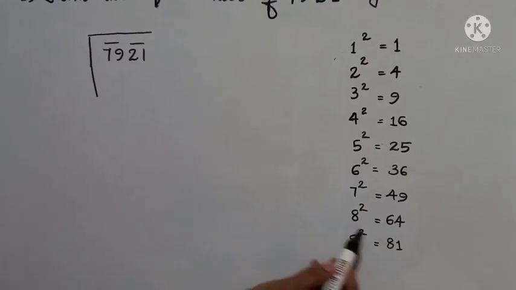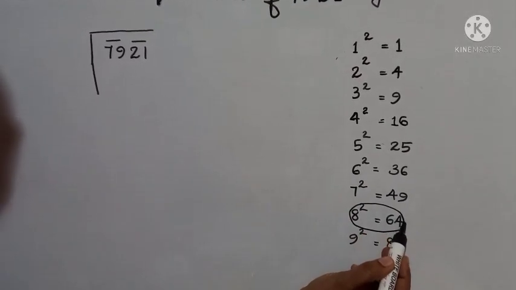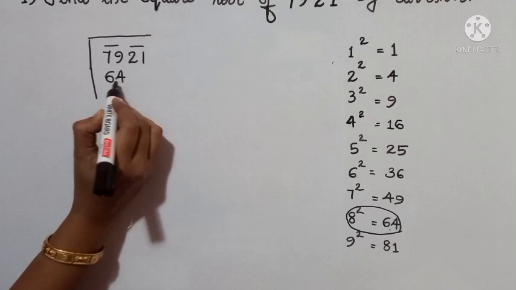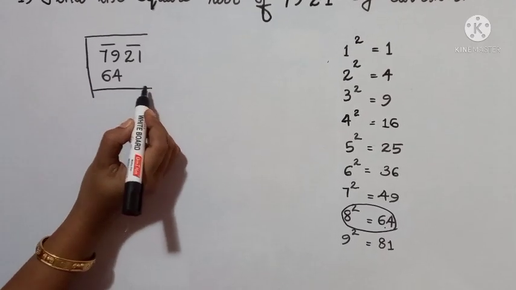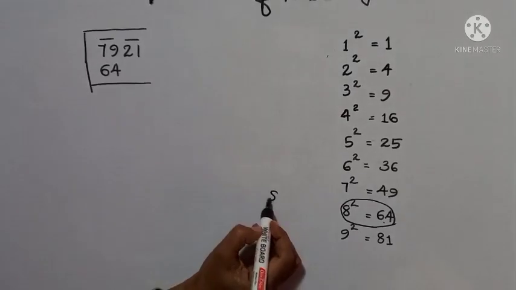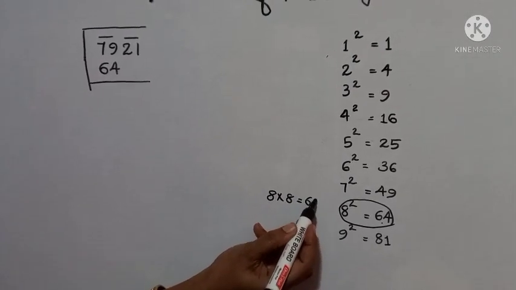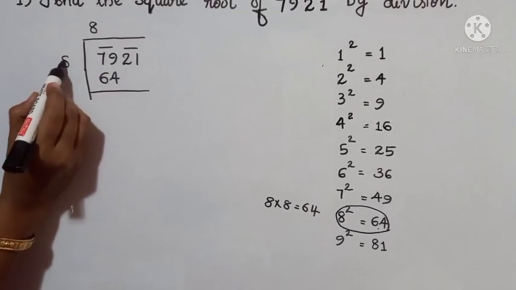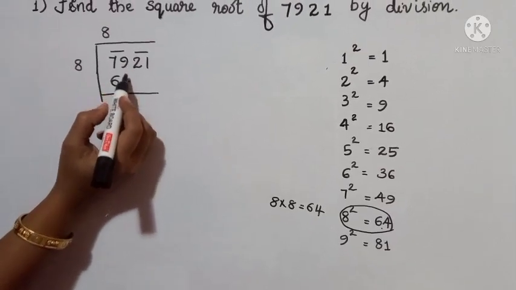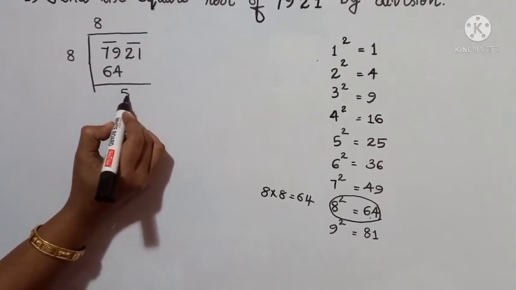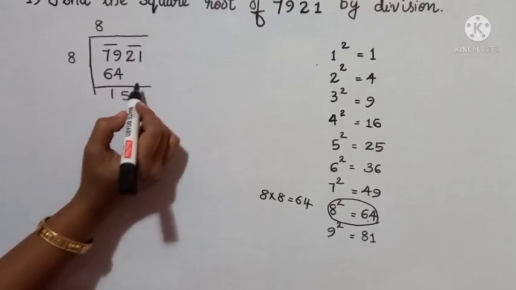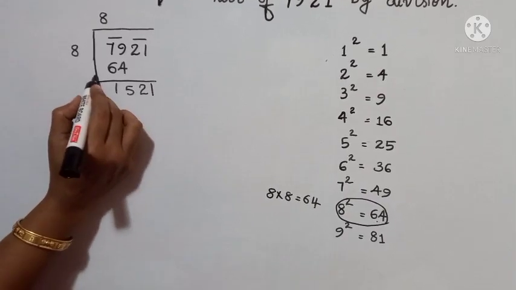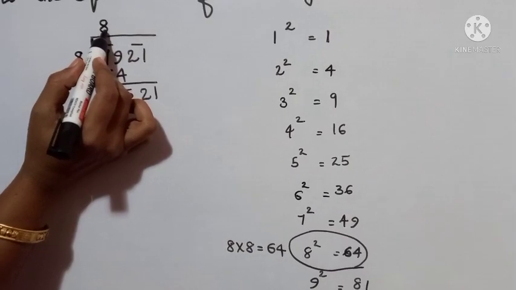Look here, we can see 8 square is equal to 64. So 64 is the perfect square coming closer to 79 but less than 79. Here 8 into 8 is equal to 64. So we write 8 in the quotient place and 8 in the divisor place. Then find the difference. We get 15. Then write down the next group 21. Now it is 1521. Here our quotient is 8.